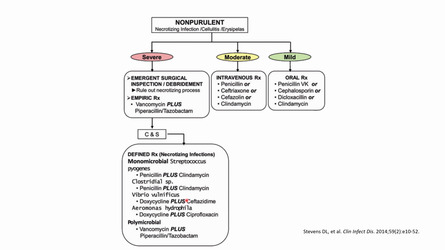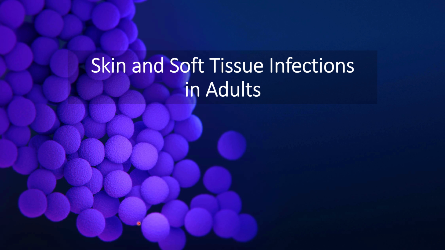If it's Vibrio, doxycycline plus ceftazidime. So here we're not worried about toxin production. Aeromonas is doxycycline plus ciprofloxacin. And of course, if it's polymicrobial, there's not much you can do, so you just maintain your empiric broad spectrum treatment of vancomycin plus piptazo if you cannot pinpoint what's causing it, because these are severe infections, so patients can die from necrotizing soft tissue infections. So this concludes this presentation.